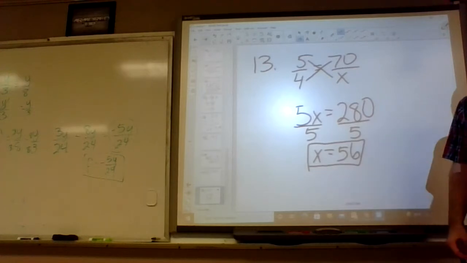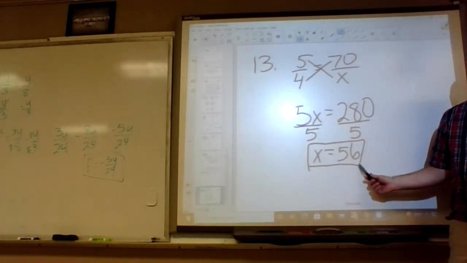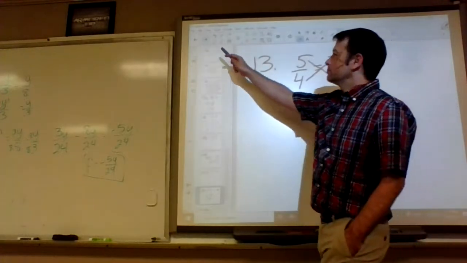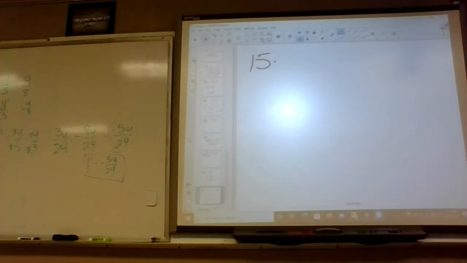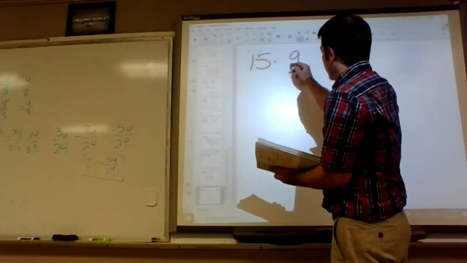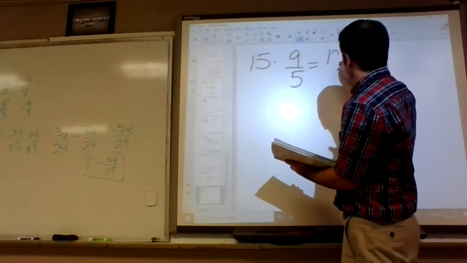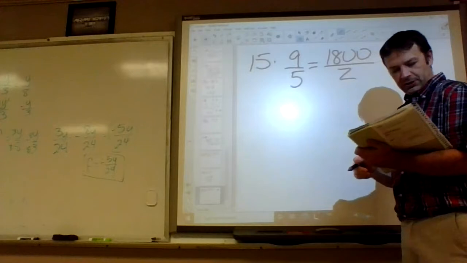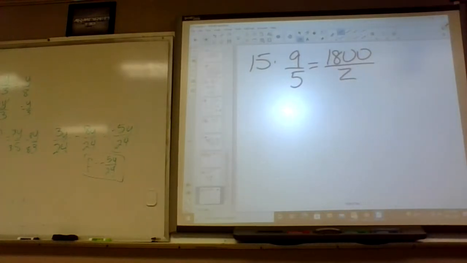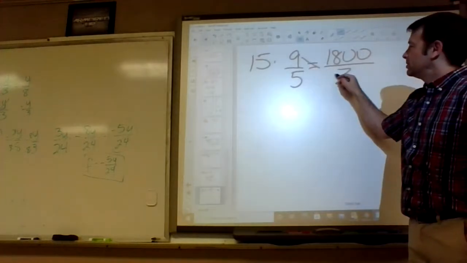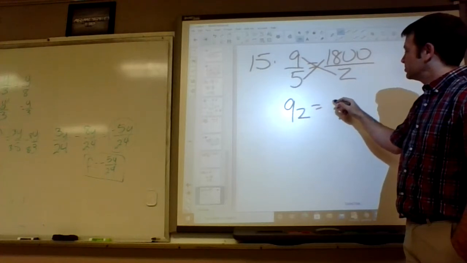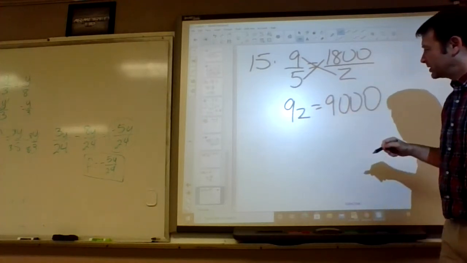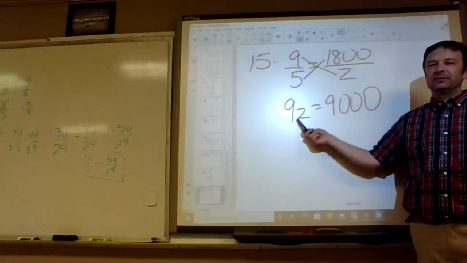Okay, are you ready for 15? Since I did one of them, now you guys can help me figure out how to do this one. 9 over 5 equals 1800 over z. 9z equals 9,000. Actually, you might be able to do this one in your head. z is 1,000.